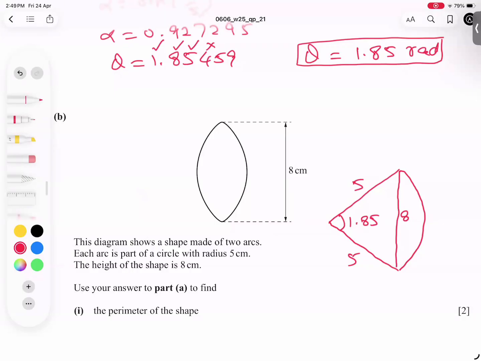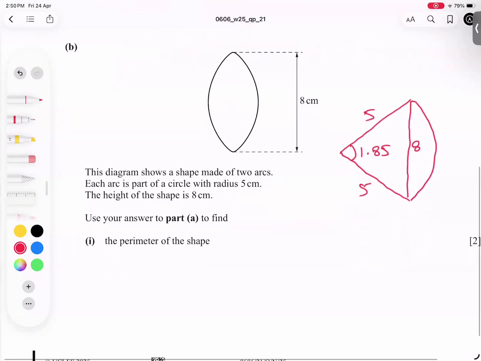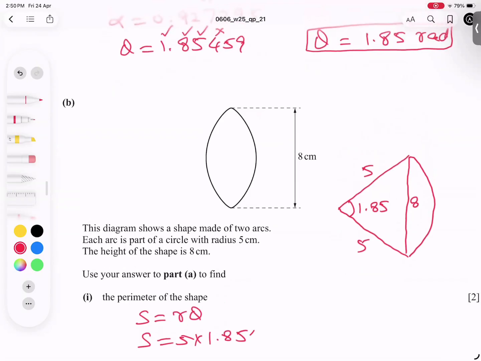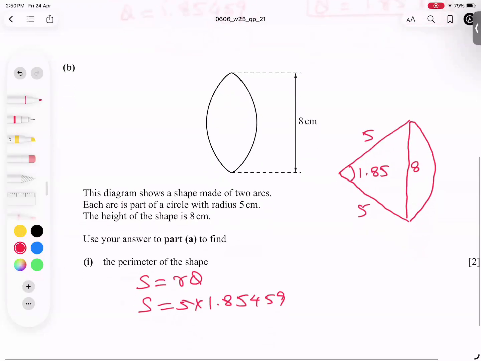Now students, what he's asking for is the arc length, and I think this next part is not hard for us. The arc length formula is S equals R theta. But there are two arcs, so one arc multiplied by 2, and that's it. S equals R, which is 5, times theta, which is 1.85, but I will take the long value, 1.85459. When I multiply by 5, I get the arc length 9.27.